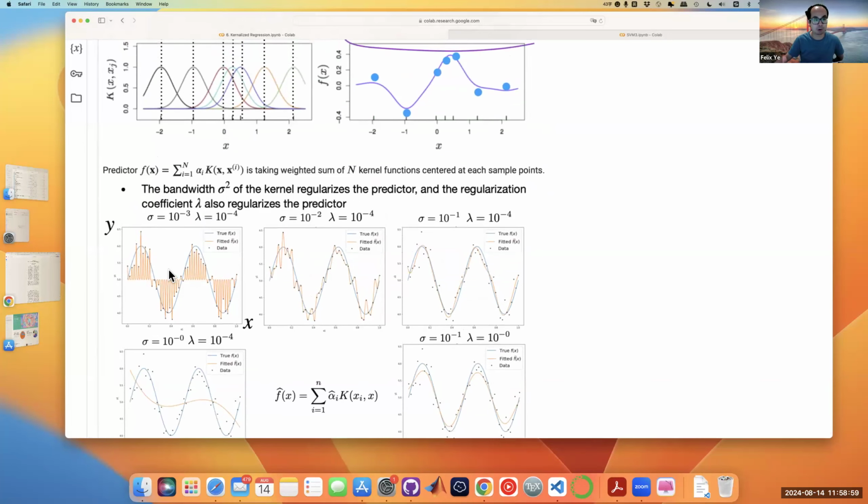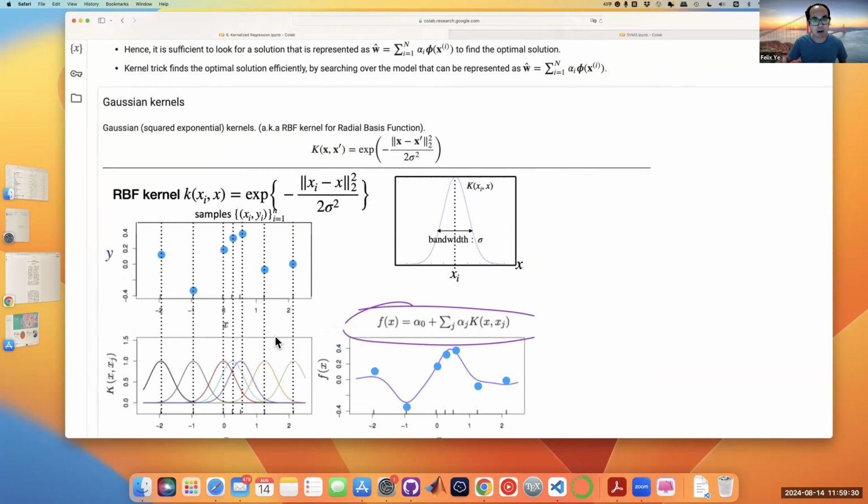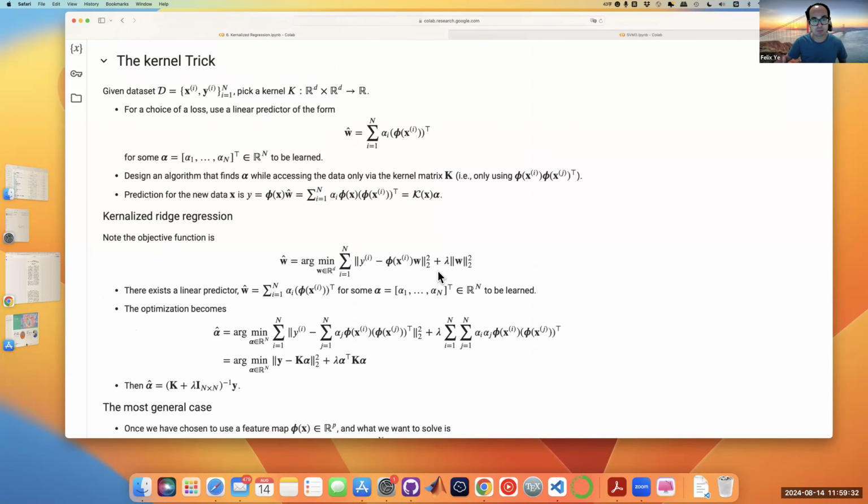And you can see if we choose a very small bandwidth, it's almost like a big spike. It's almost like delta functions. And if we choose sigma, the bandwidth, getting larger and larger, up to like 0.1, you can see it can fit the true function very well. And also we can change our lambda right here. I believe it's the penalty here.